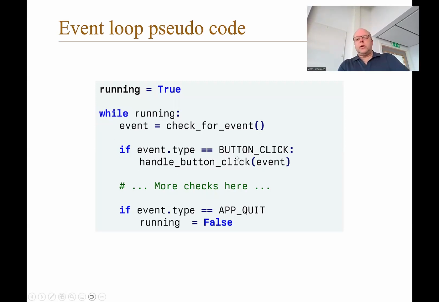So if the event type is a button click, then we have to handle that button click. So we send it along to functions that handle this click. And then you have a lot of these checks here. And then finally you have a check that if the user closes the window, there is an event sent, app quit. And then we set running equals to false. And then you see here that this loop exits and the application exits as well.